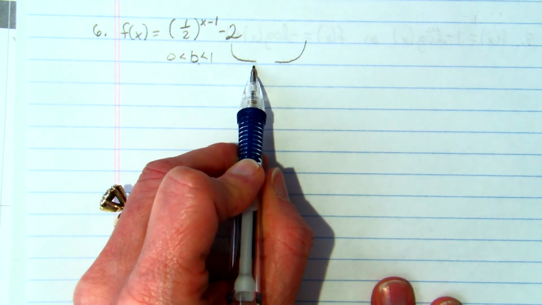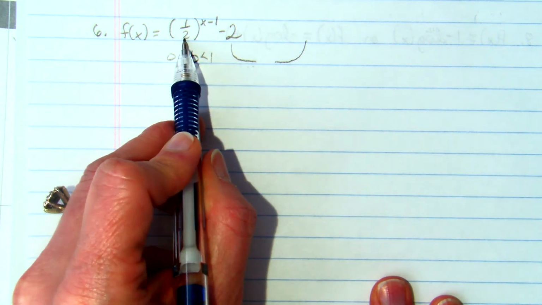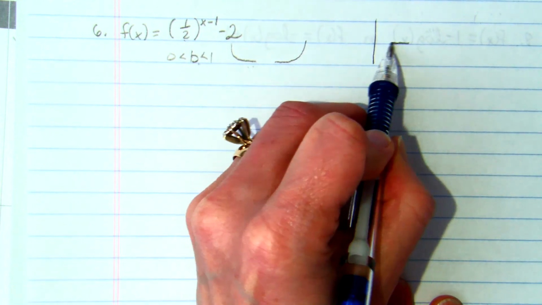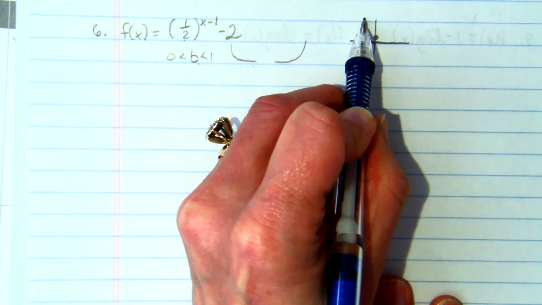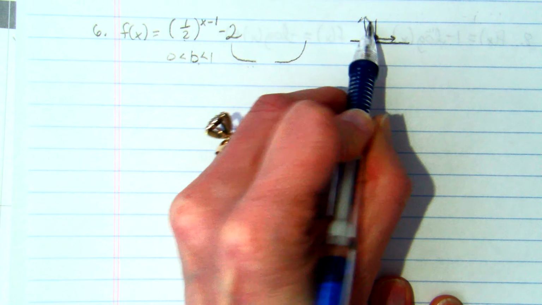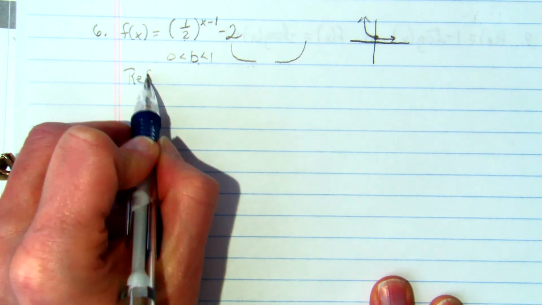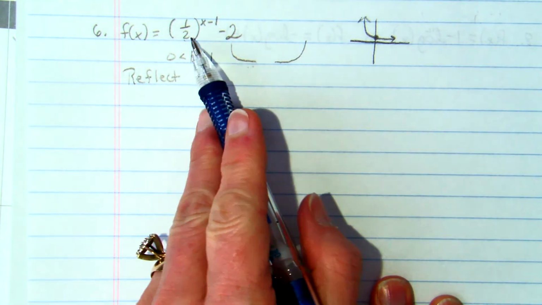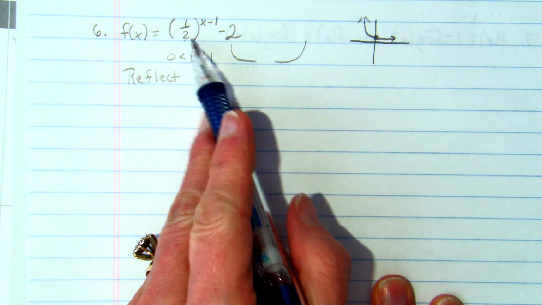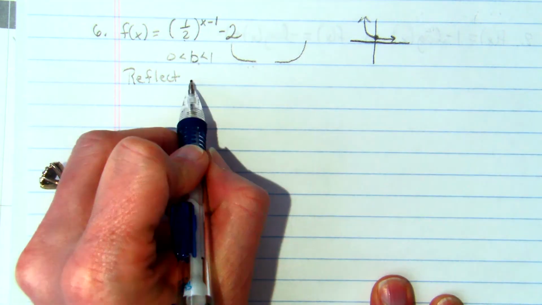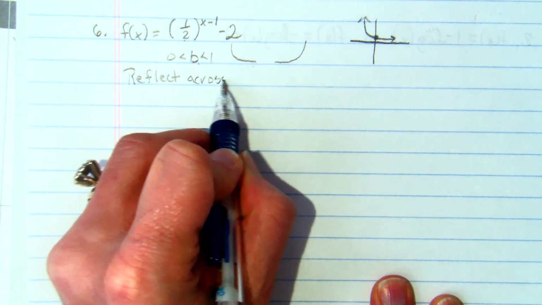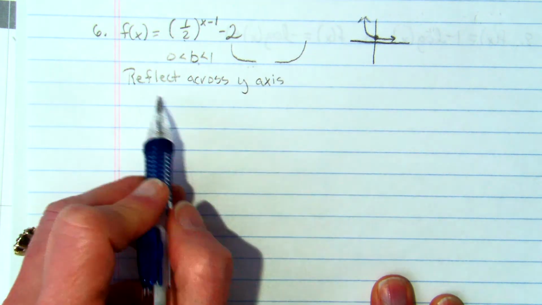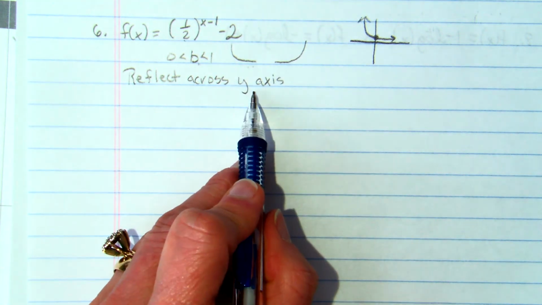So when I see a fractional base, I know that instead of having my original, I have a decay, which means I have a reflection across my y-axis. This is not the original. That base, being a fraction, takes that original and reflects it across the y-axis. So I have a reflection across the y-axis. I have a horizontal reflection.